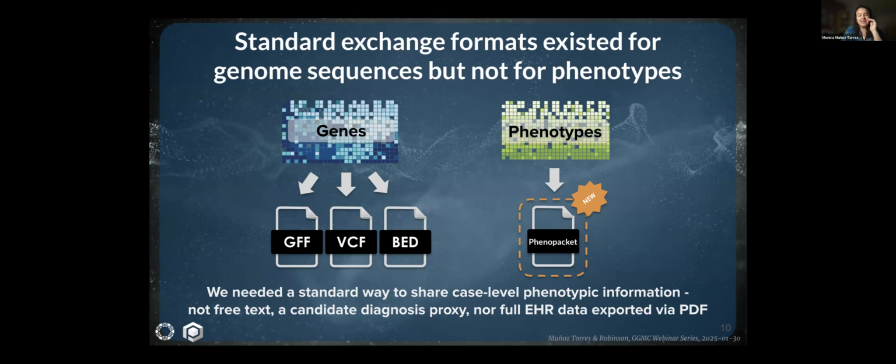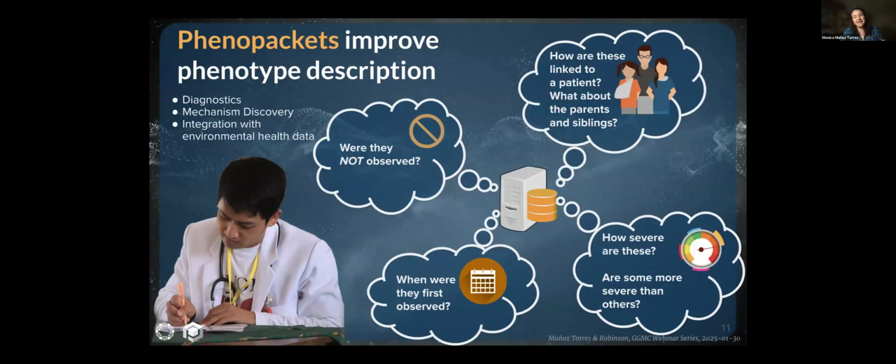And so there have been standard exchange formats, as I'm listing here on the left, for a long time, right? Like to represent genome sequences. But we didn't have something similar to this for phenotypes, and at least not in a way that allows us to constrain the data to a model that's research ready. And so we needed this mechanism to share case level phenotypic information that would allow us to improve on using only free text or downloading the entire EHR into a PDF. And that's where Phenopackets came in, right, to fill this gap.